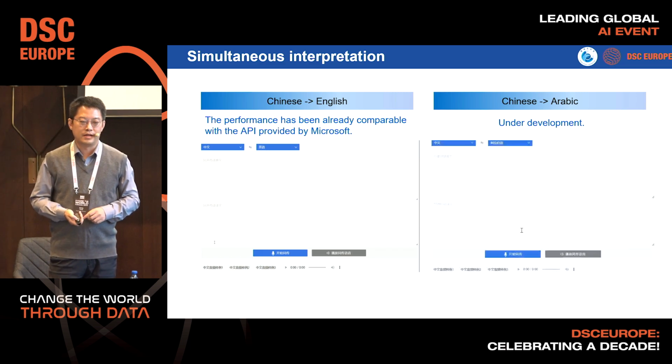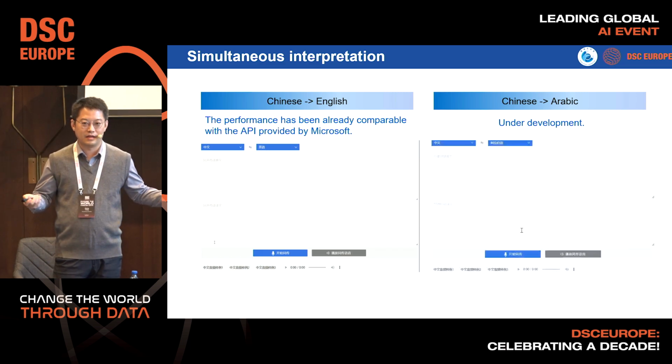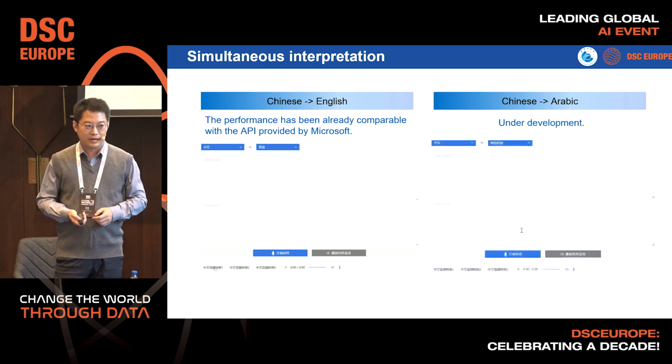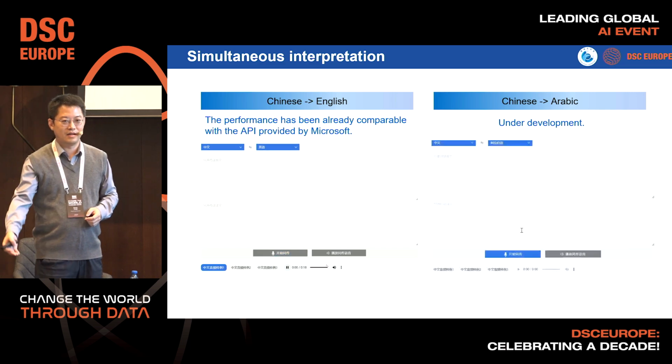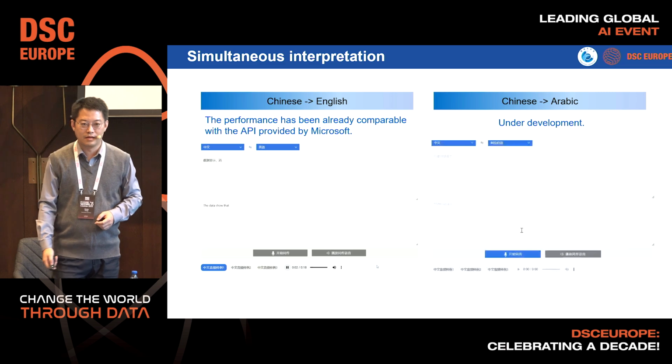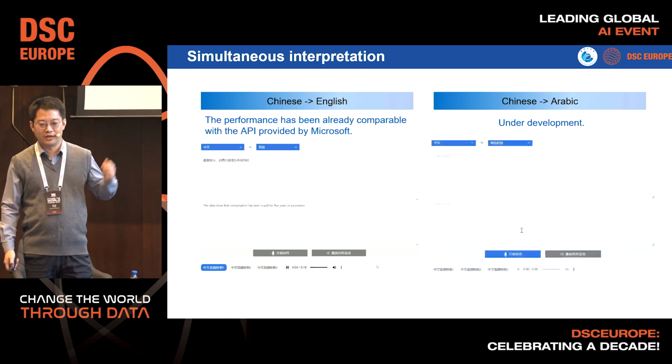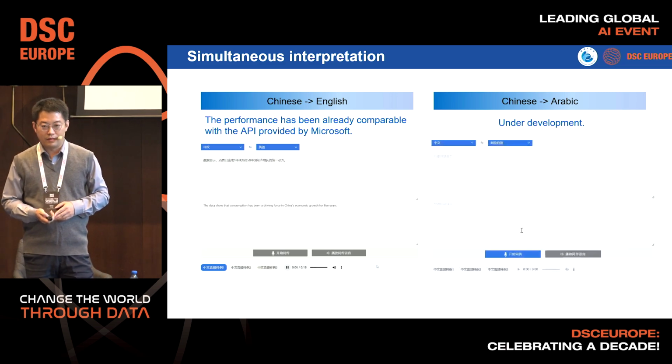Simultaneous interpretation is used for such kind of conference. If you don't know Chinese, I can say some Chinese, and you can see the English or the Serbian language on the screen.